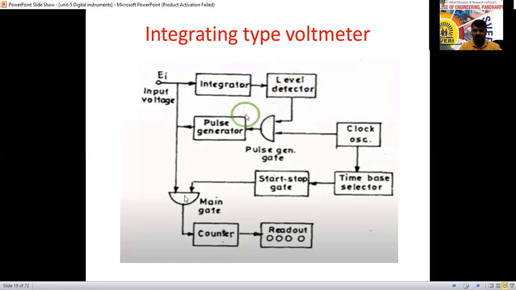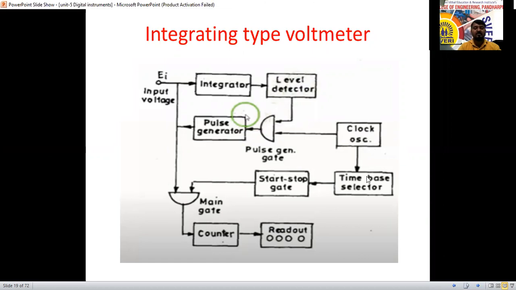That is the AND gate. If both inputs of the AND gate are high, then only the output will be high. Otherwise, it will be low. I don't know how many of you remember that. So it is going to give the pulse generator. Here also one pulse gate is there. For the opening and closing of this gate, it takes two inputs. One input from the level detector, and another we get from the clock oscillator, that is called the time oscillator.